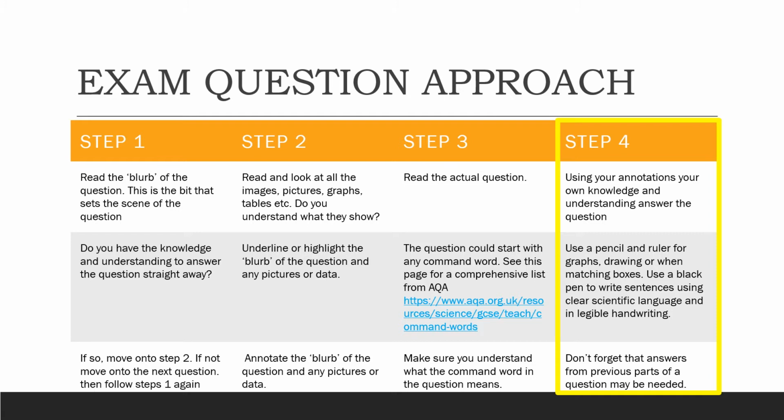It is advisable to use a sharp pencil and a ruler to plot and draw graphs. Using a ruler for accurate measuring of data on graphs is also advisable. Use black pen to write your responses using clear scientific language and legible handwriting. Lastly, don't forget that answers from previous parts of the question may be needed in later parts of the question.